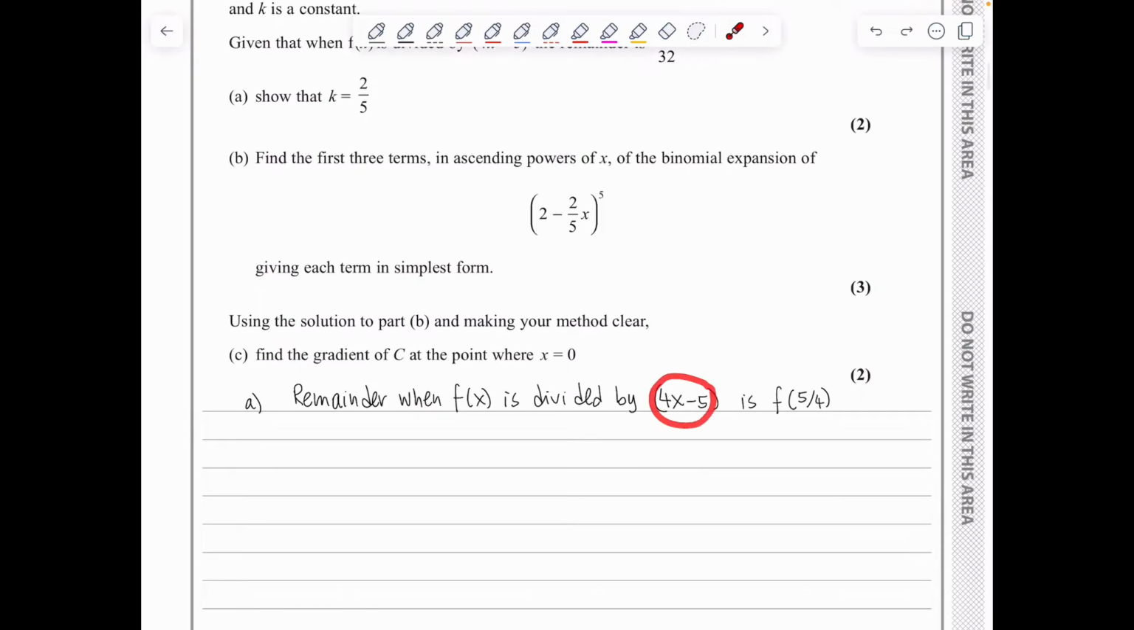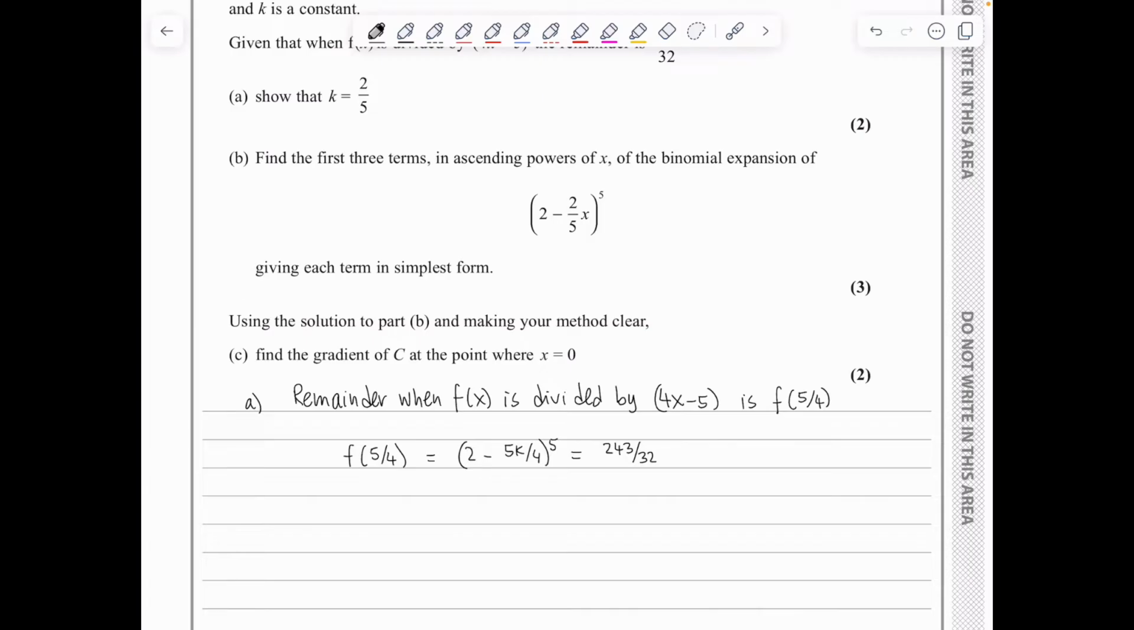Remember, imagine this, setting it equal to 0. So 4x minus 5 is 0, 4x is 5, which means that x is 5 over 4. So this is the value of x we need to substitute in f of x to get the remainder when f of x is divided by 4x minus 5. So let's calculate f of 5 over 4. So this is simply 2 minus 5k over 4 raised to the power of 5. And this must be equal to 243 over 32.